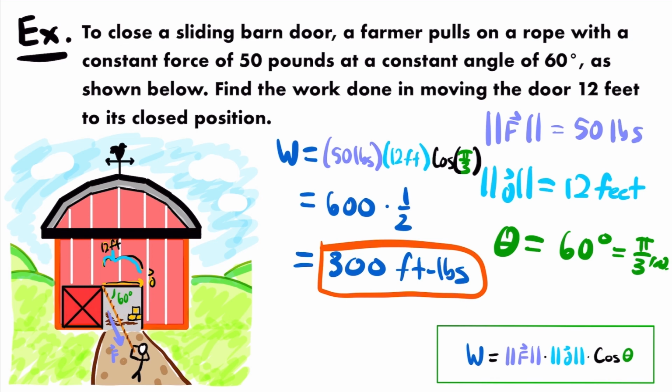So 300 foot-pounds is the amount of work done in moving this sliding door of the barn to its closed position. And so with that, this was the last example for this video.